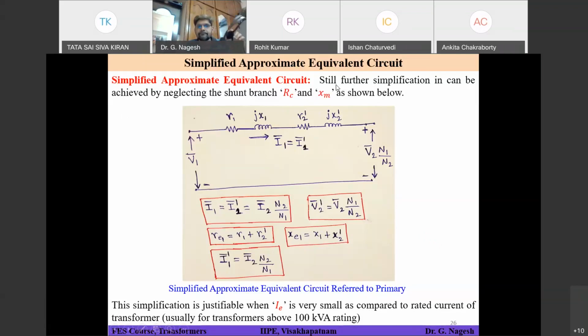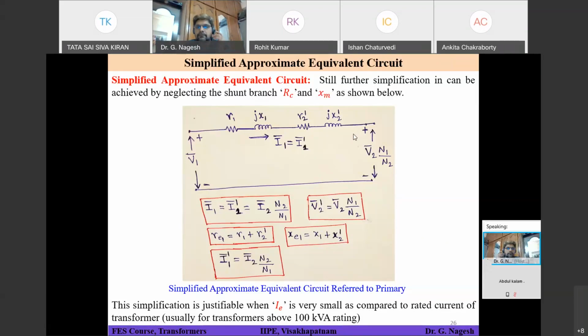We wrote V2 into N1 by N2. Sir, we wrote V2 into N1 by N2 only for our convenience, no, sir?